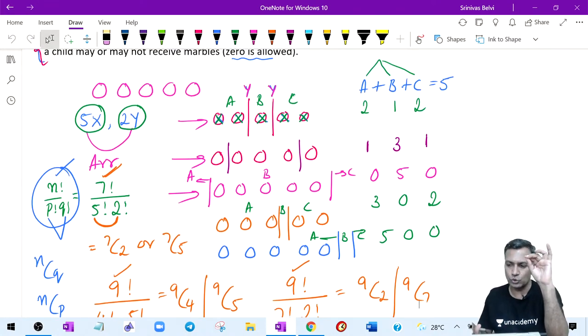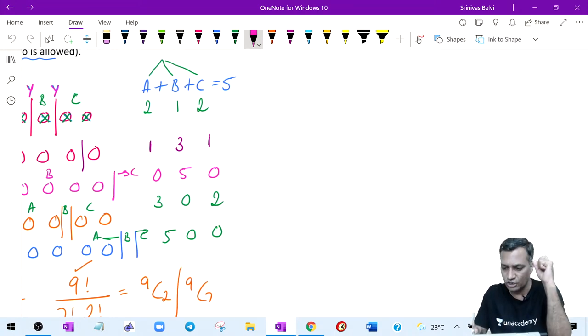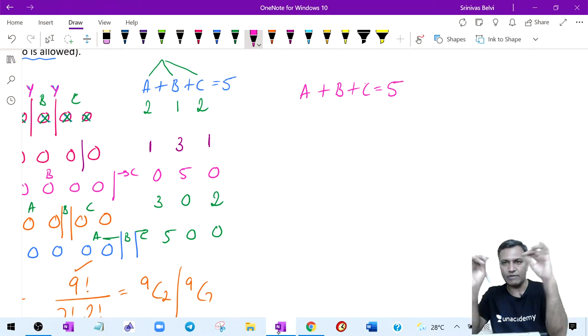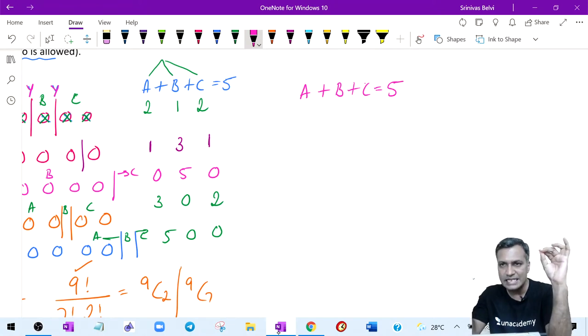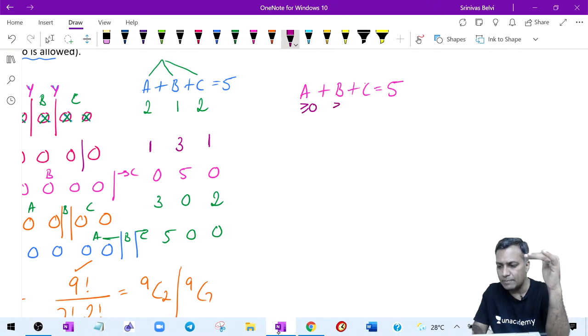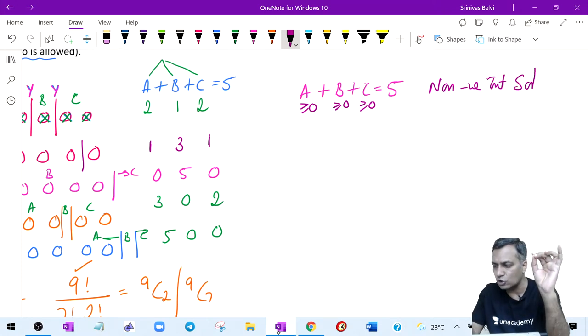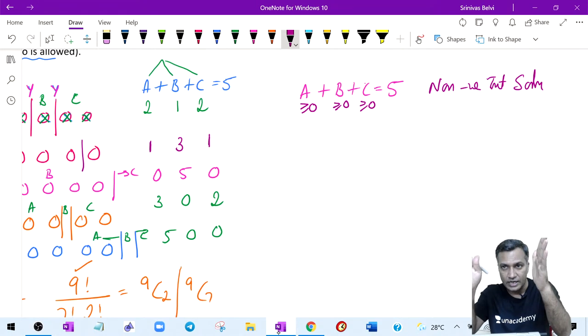Okay, now we have understood this particular concept. Now listen to me very carefully. How do I represent this particular thought? What is this consolidation we are trying to do? Whenever we have 5 identical marbles to be distributed among 3 children A, B, C, such that a child may or may not get a particular marble, this is the condition: always the lower limit should be 0. This method works only for non-negative integral solutions. Otherwise, it doesn't work.